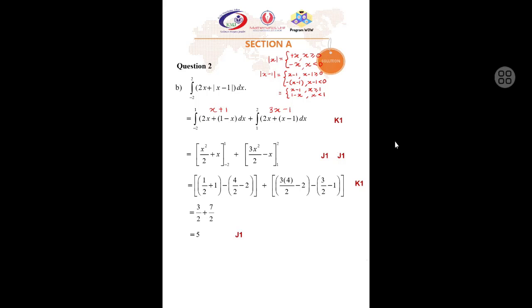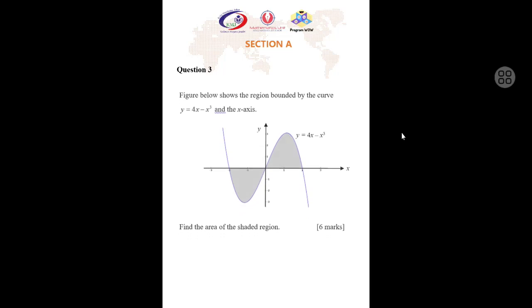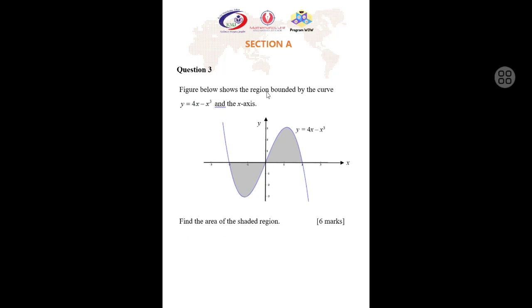Okay, so next we look at the next question in section A, which is question 3. Okay, the last question in section A. So for question 3, the figure below shows the region bounded by the curve y equals 4x minus x cubed. As you can see, we have a cubic function, so your cubic function shape is like this. Okay, and the region is bounded by the curve and the x-axis. So this is our shaded region here.